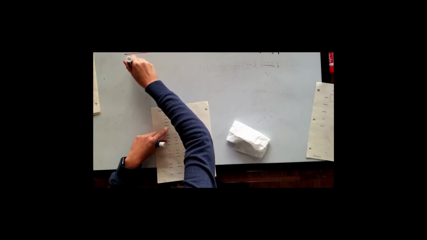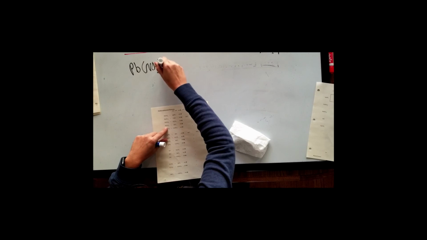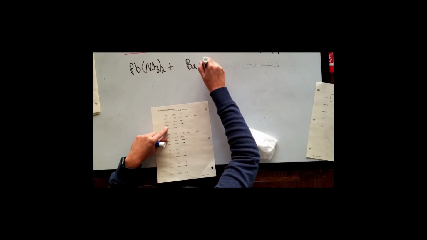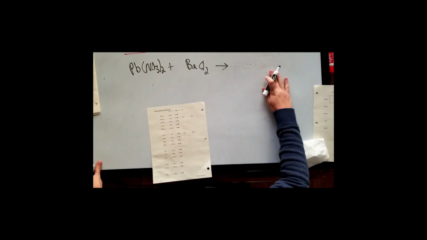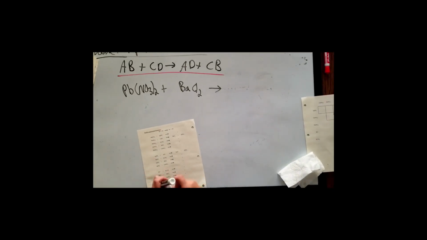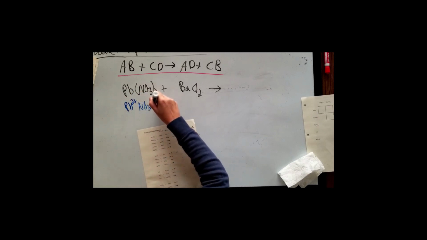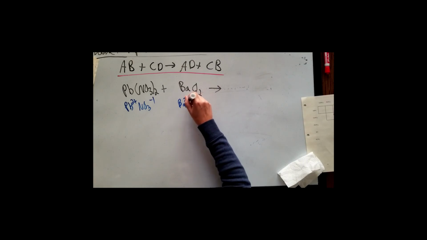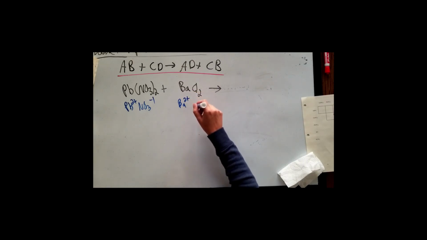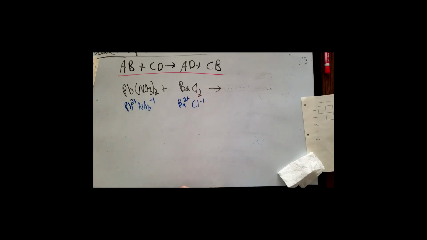All right, so I'll go ahead and do one more. Moving right down the line, I'm going to do the lead 2 nitrate with barium chloride. So we're going to go ahead and predict the products of this one. So you want to write the charges, and these I get from page 29, and then Cl-1.